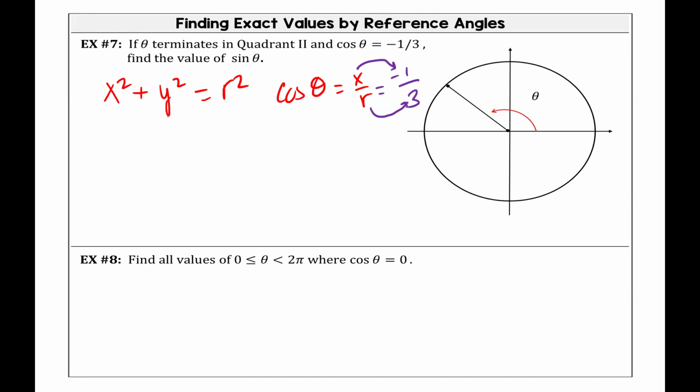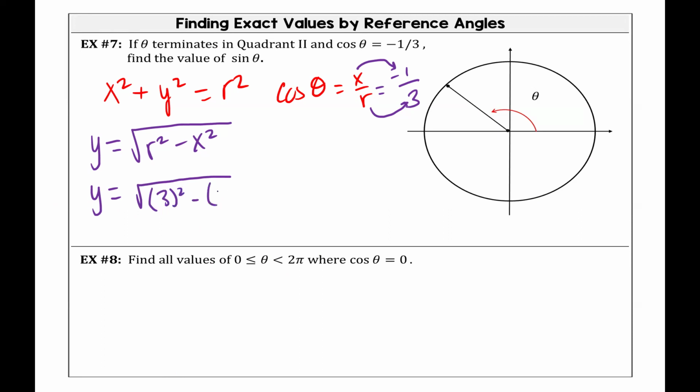In order to find sine, what do I need? My y, right? So this is why we weren't getting r by itself. We needed to get y by itself. So y equals the square root of r squared minus x squared. Agreed? We're all okay with that? So now can I solve for my y? Y equals the square root of, what's my r? 3 squared minus, what's my x? Negative 1 squared. I don't know why my pen keeps doing these things. It literally only does it in pre-cal.